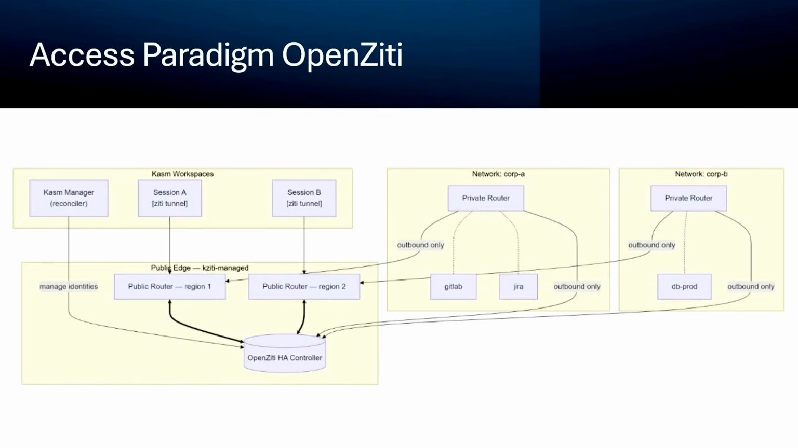That means you can run it in a highly available configuration with multiple nodes using graph consensus and lose any single node without disrupting live sessions. We'll touch on that more when we talk about high availability.